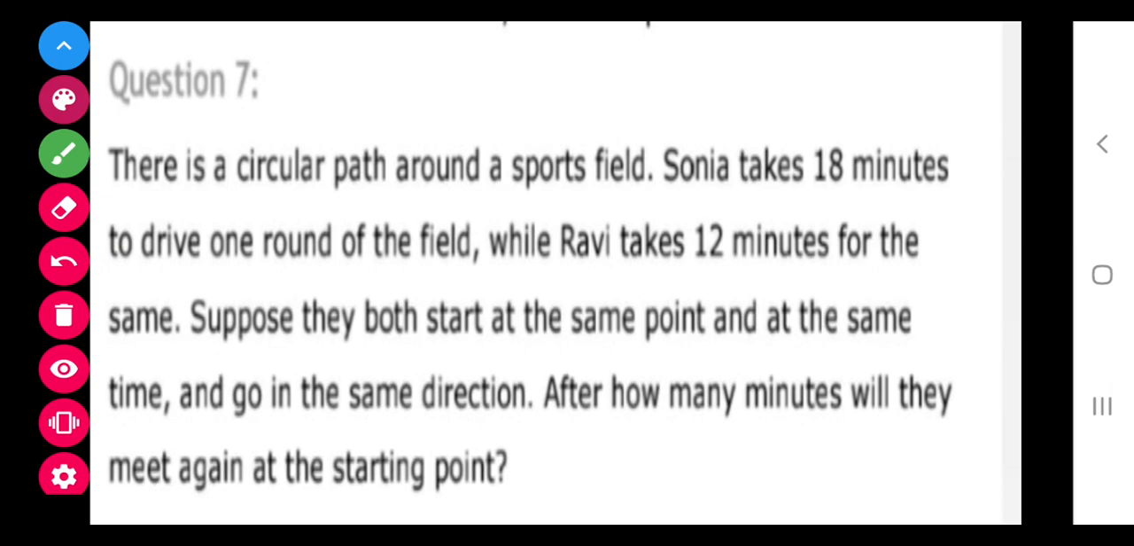Now there is a question. There is a circular path around a sports field. Sonia takes 18 minutes to drive one round of the field and Ravi takes 12 minutes. Suppose they both start at the same point at the same time and go in the same direction. After how many minutes will they meet again at the starting point?